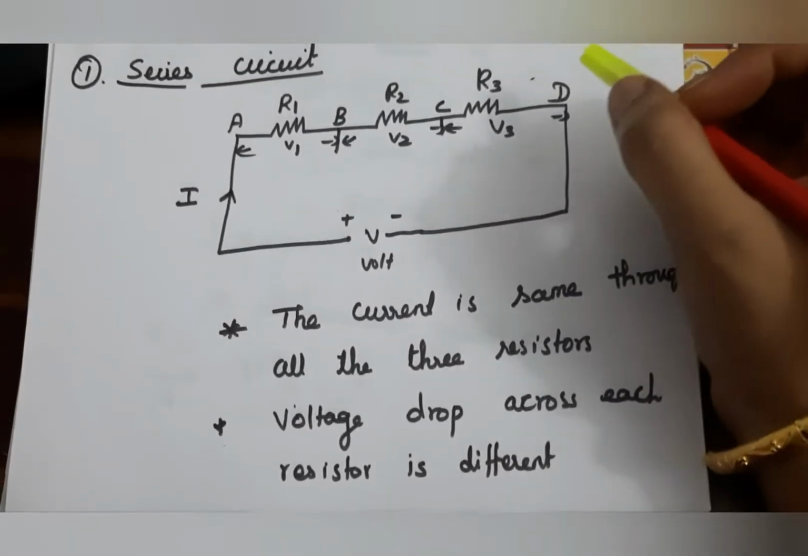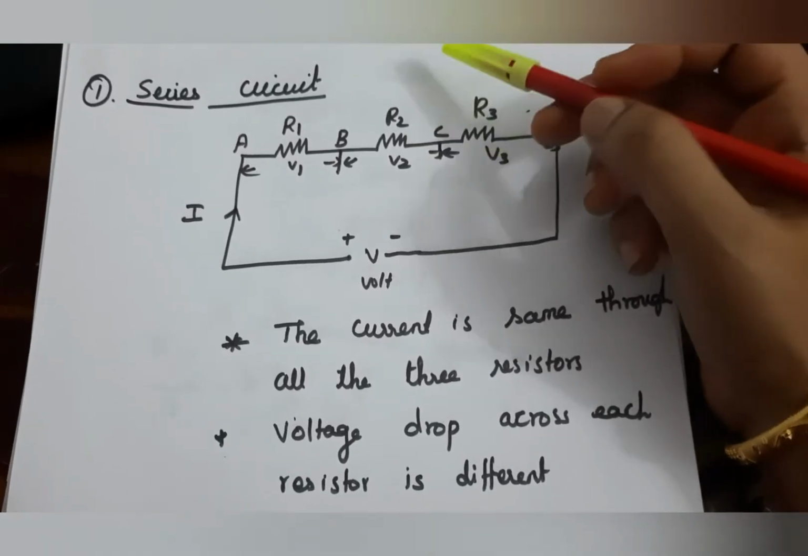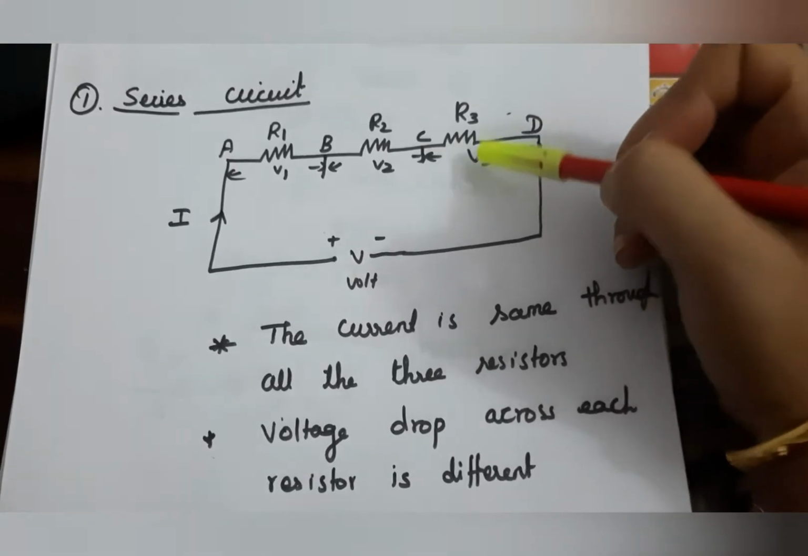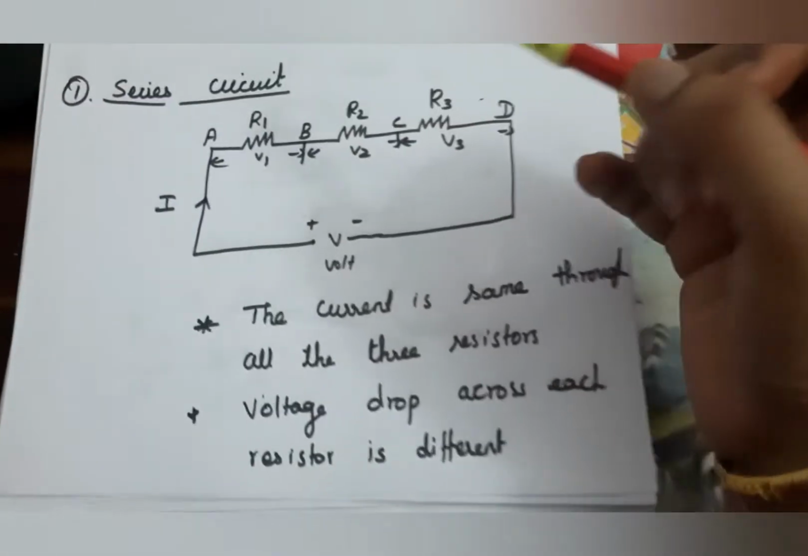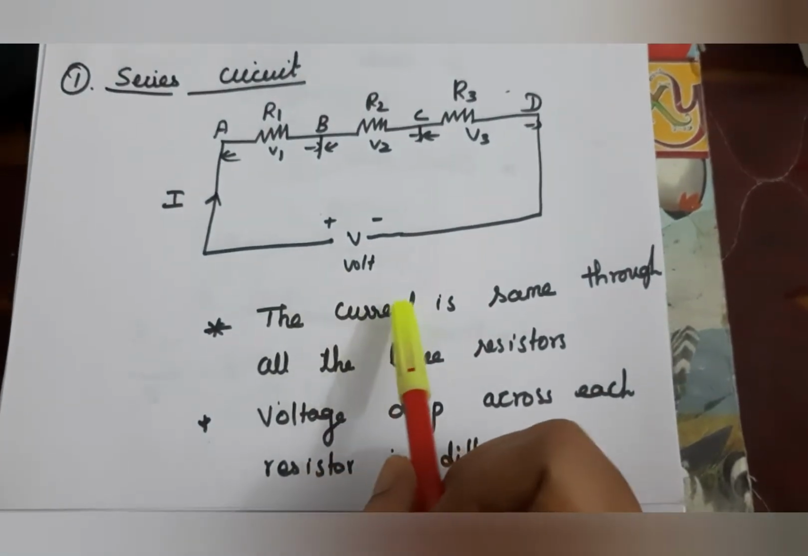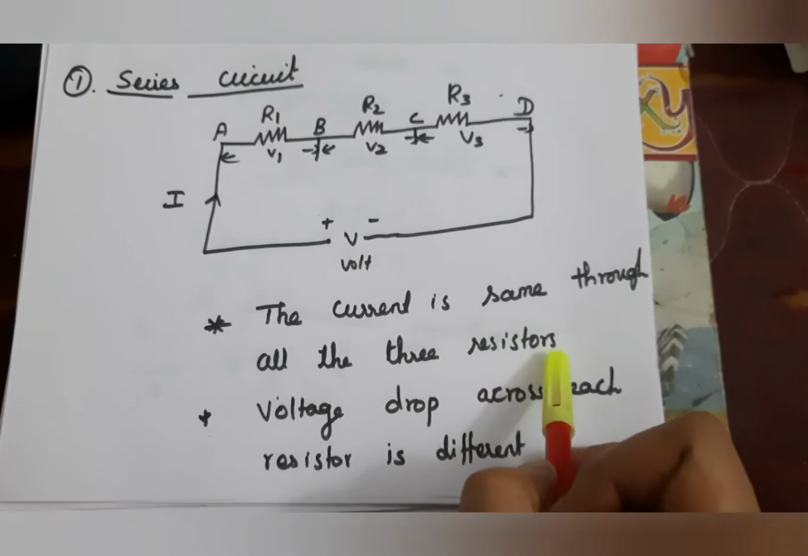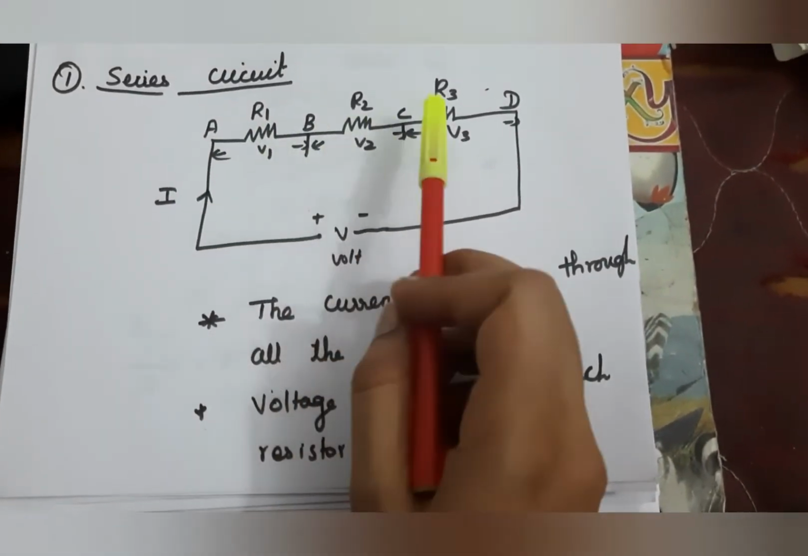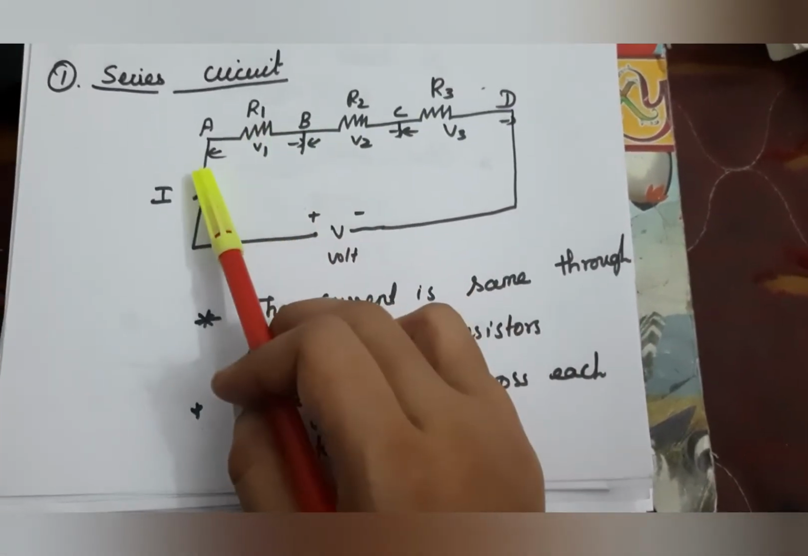Now we analyze Ohm's law for two different types of circuit connection. First one is series connection, where the resistances are connected in series. What is the relationship between resistance, voltage and current? If the resistances are connected in series, the current is the same through all three resistors. I is the same across any resistor, R1, R2, R3.